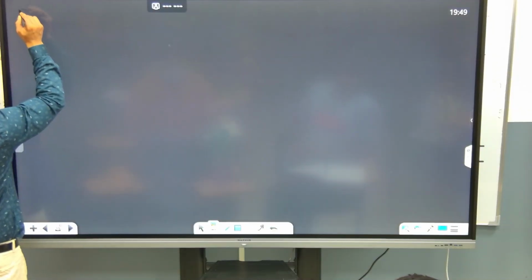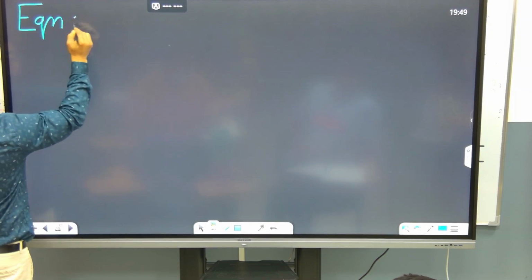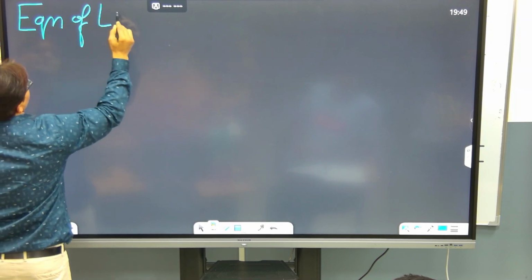Now first case, important point, equation of line.